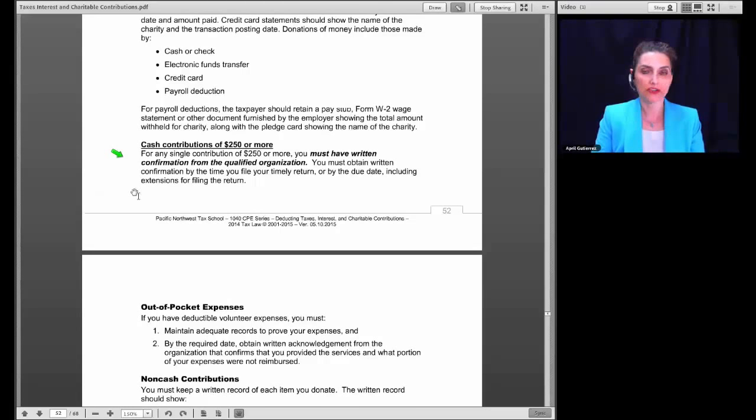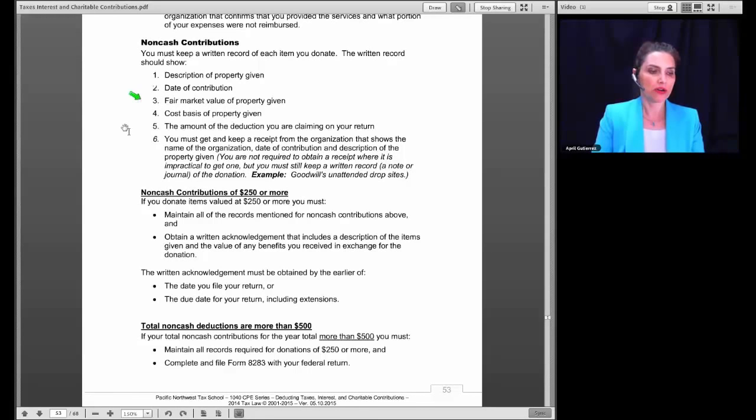Non-cash contributions: you must keep a written record of each item you donate. The written record should show a description of the property given, the date contributed, the fair market value on the date of the contribution, the cost basis, and the amount of the deduction that you are claiming on your return. You must also get and keep a receipt from the organization that shows the name of the organization and all of the information that I've just shown you.